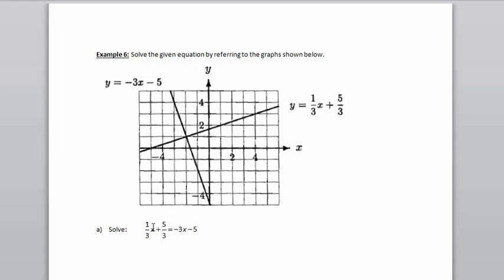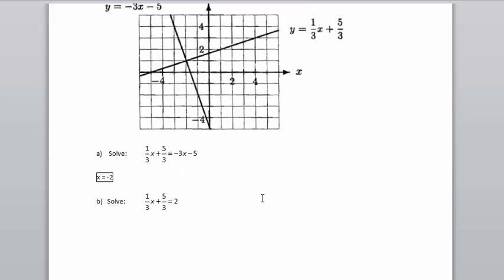In part A, we want to solve the equation 1/3 x plus 5/3 equals negative 3x minus 5. So I want to find out when the two equations are equal. We're going to be looking for that intersection point. So we're looking for the value of x here. It appears to be negative 2.